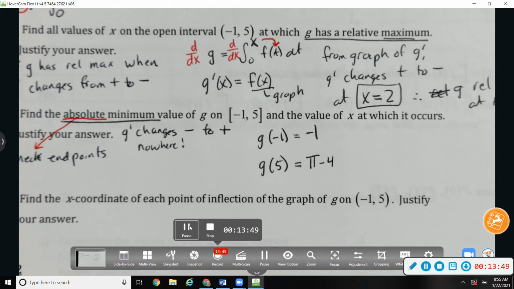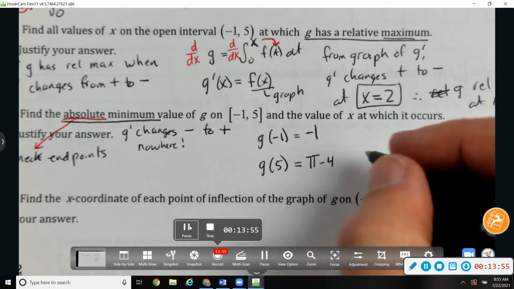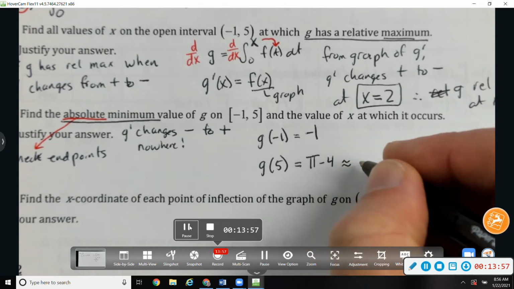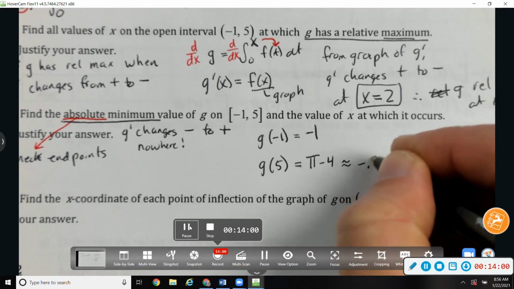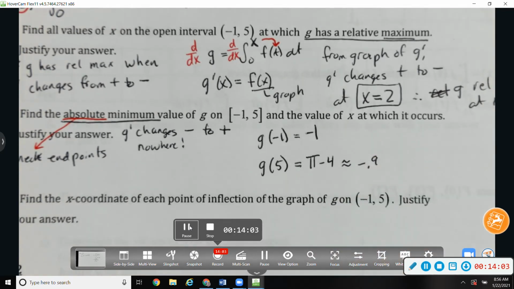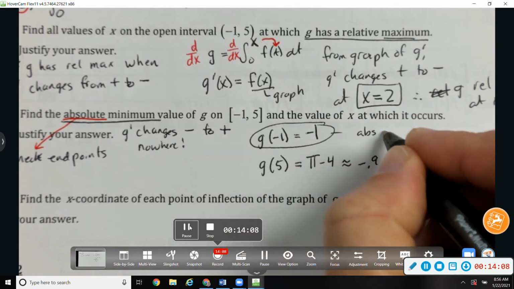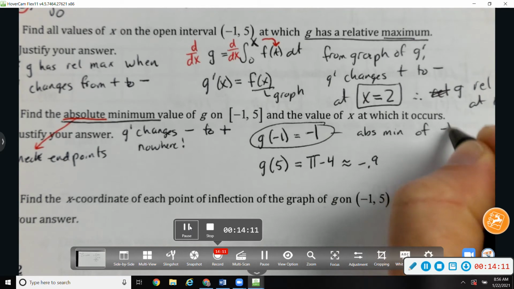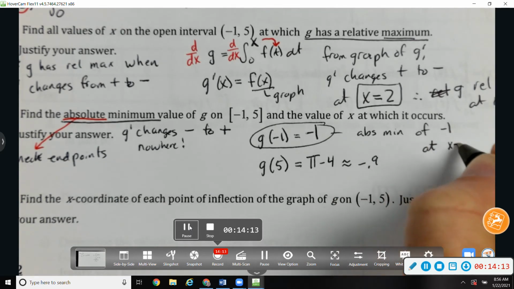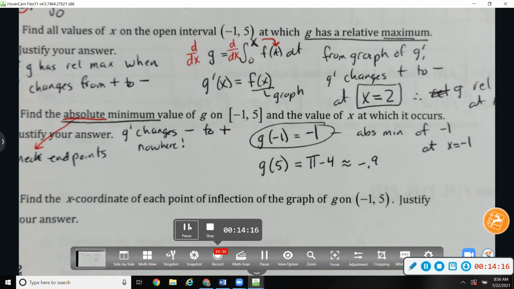Let's see. Pi is, we just had the song, 3.14159. So this is very approximately -0.9-ish. So we have an absolute minimum of -1 at, oh, that's kind of lucky there. Both the x and the y value are the same, so if you got them backwards, no one would ever know. But the y value is the minimum value. The x value is where it happens. And this question asks for both.